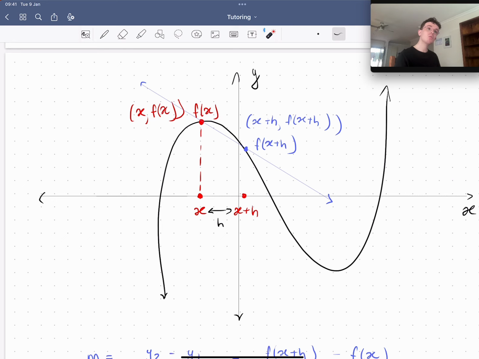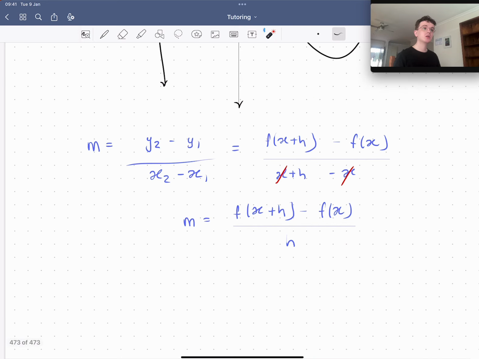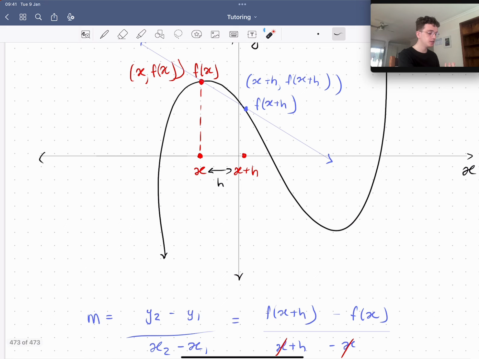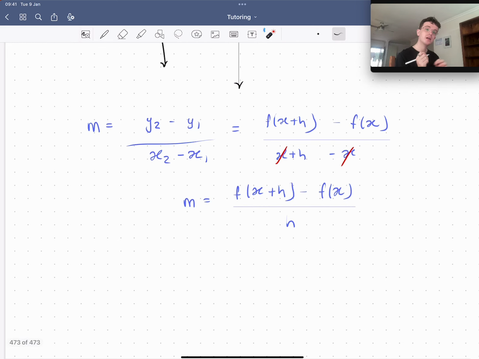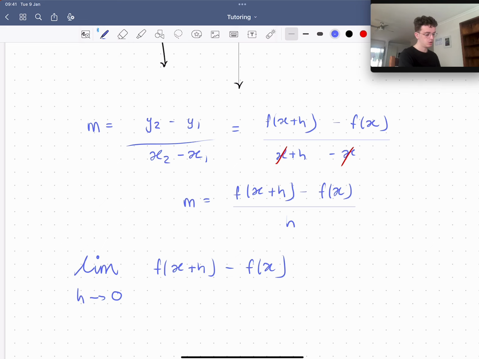So what we're saying is the closer h gets to 0, or the smaller h gets, the more accurate my gradient is going to be because my 2 points are going to be closer together. This is what we call the idea of the limit. So we're going to say the limit as h gets smaller, or h approaches 0, of f of x plus h minus f of x on h.